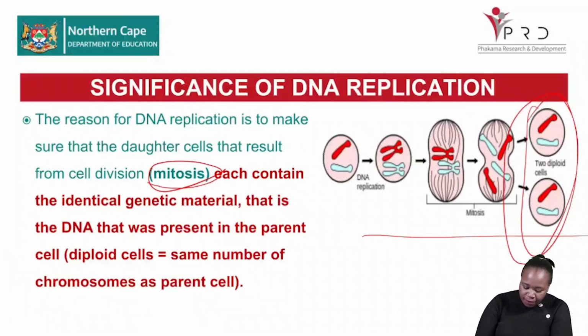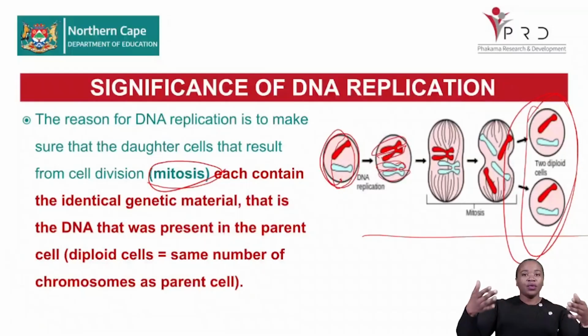Now, we have our DNA. This DNA then replicates, and then we have two strands that are now the same. These two strands are then going to be shared amongst the daughter cells at the end of mitosis.